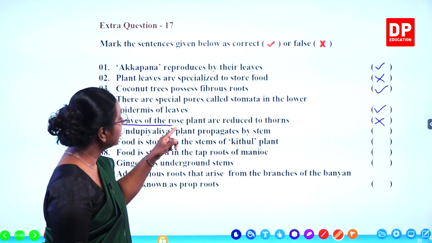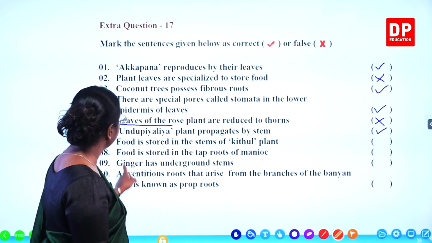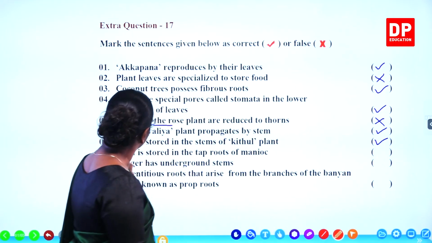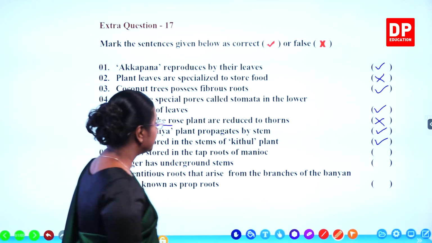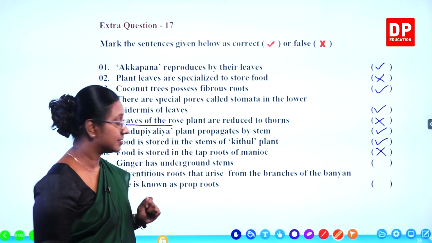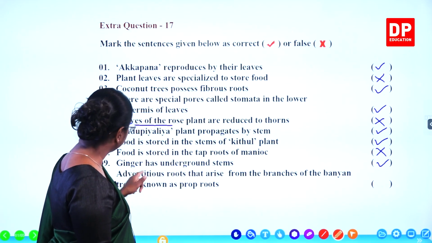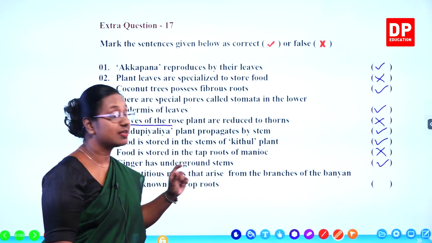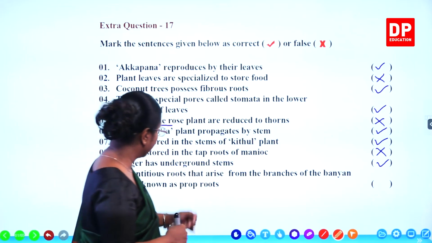Then undupiali, a plant, propagates by stem. That is correct. They are runners. So they reproduce by stem. Food is stored in the stems of kitul plant. That is also correct. Food storage stems. Food is stored in the tap roots of manioc. Is it the tap root of manioc? No, it's the adventitious root of manioc. So that is also false. Then ginger has underground stems. Yes, that is the food storage, perennation as well as asexual reproduction in ginger. Then the last one, adventitious roots that arise from the branches of the banyan tree are known as prop roots. That's correct. They go into the soil and help to bear the branches. So that is the prop root.